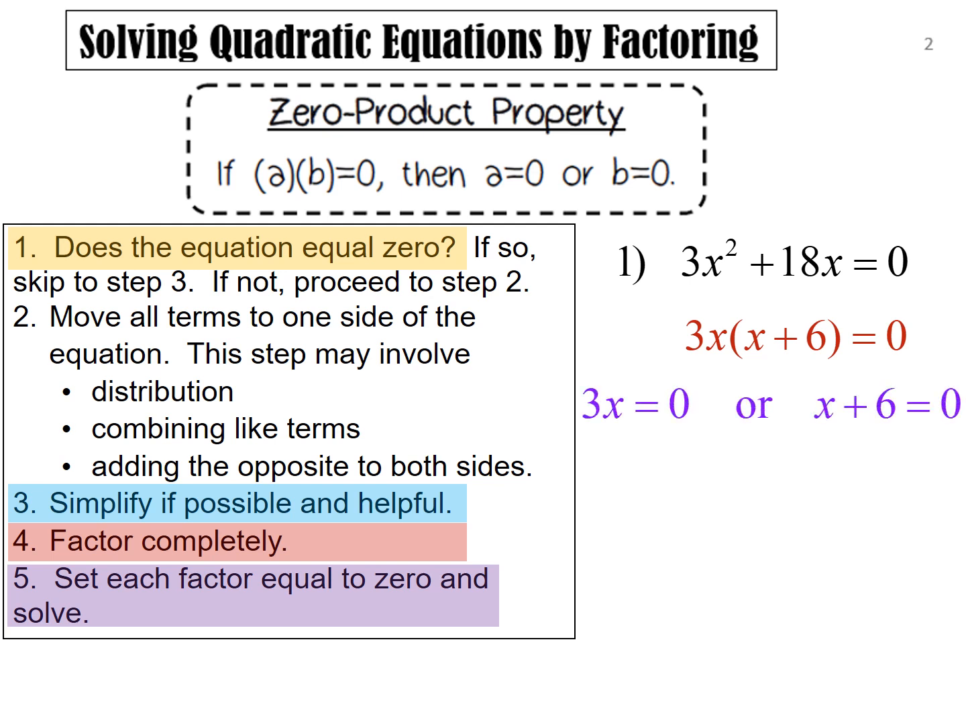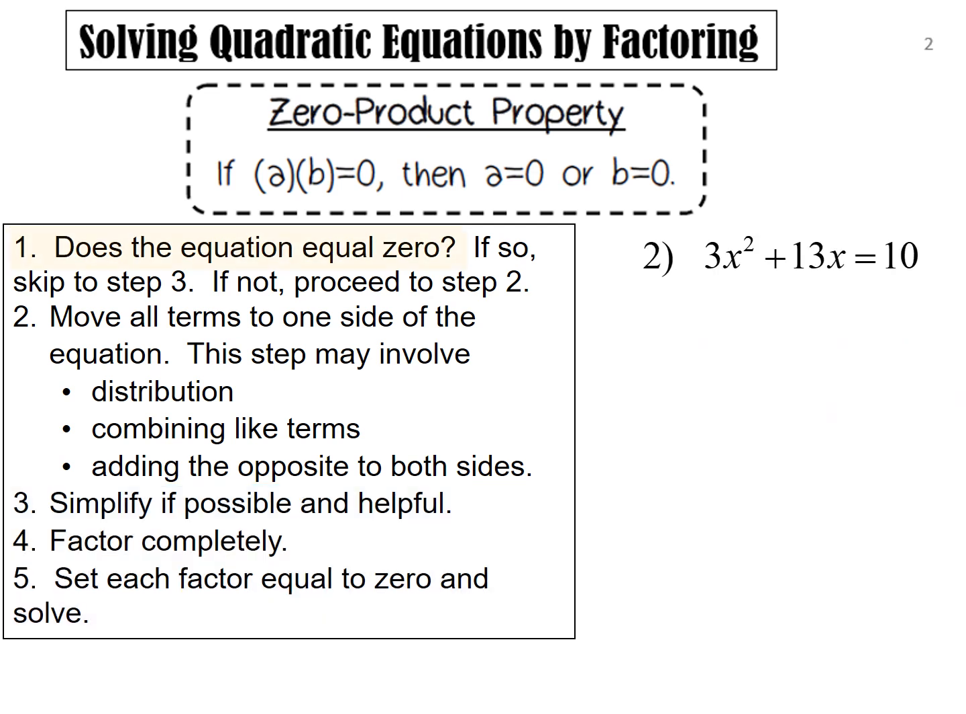3x, which is my first term, is equal to 0. And then my second expression, which is x plus 6, we set it equal to 0. Let's go ahead and solve. We get x equals 0, and x is equal to negative 6. So these are the solutions, and if we go back and plug them back in, we would definitely get 0. We put them in curly brackets to represent that both are solutions.